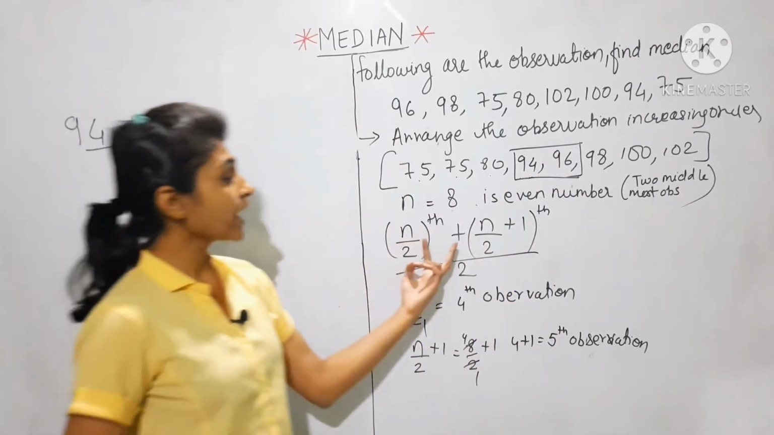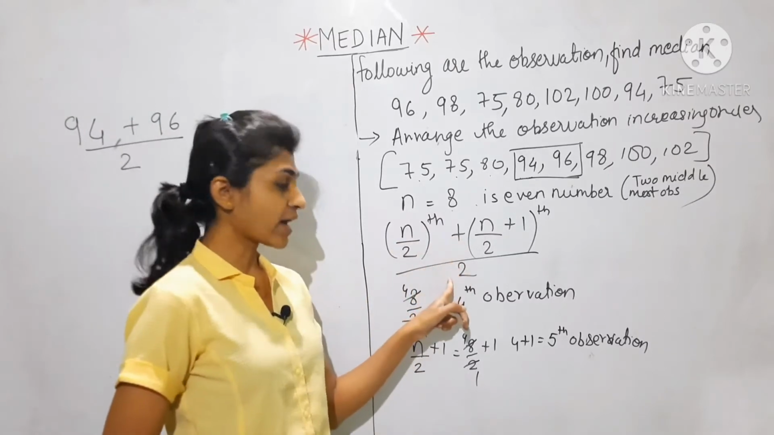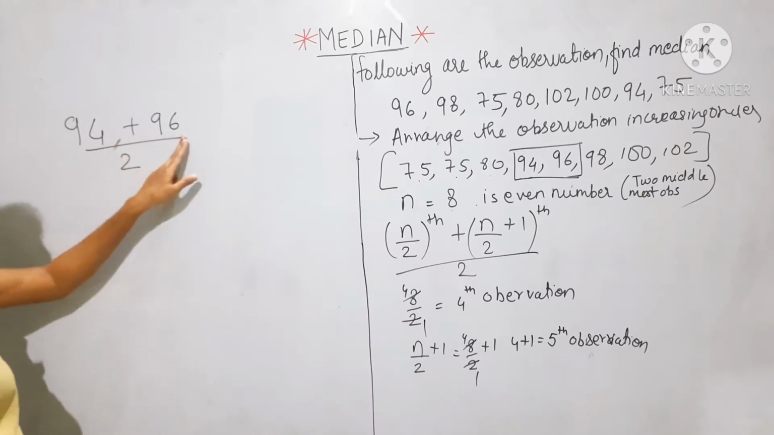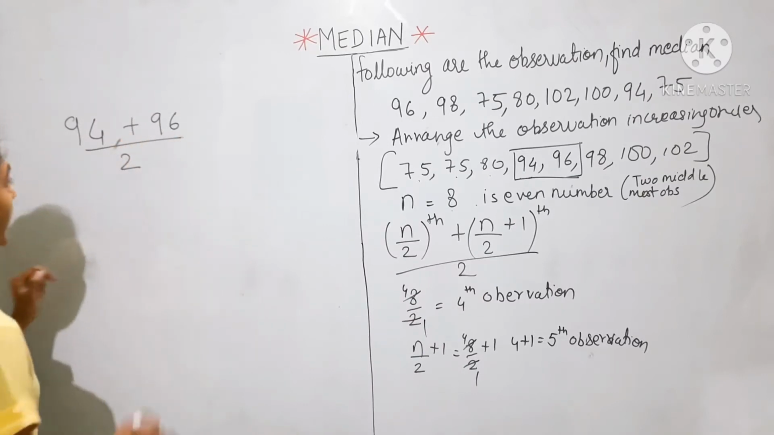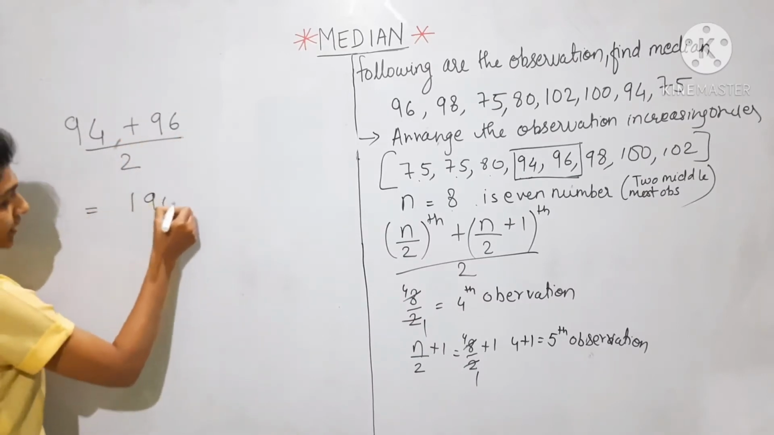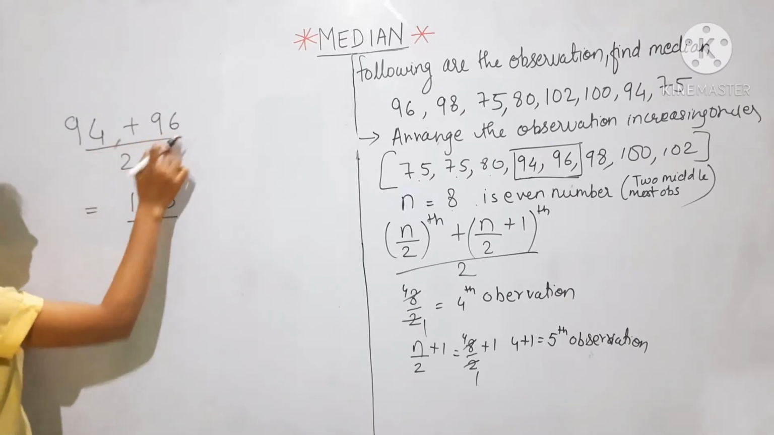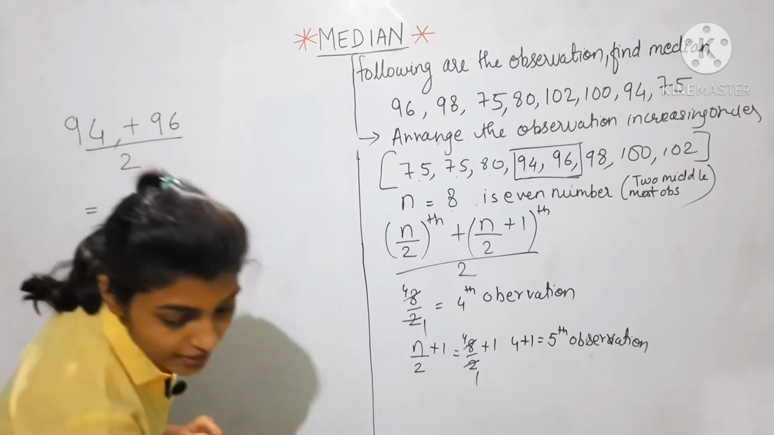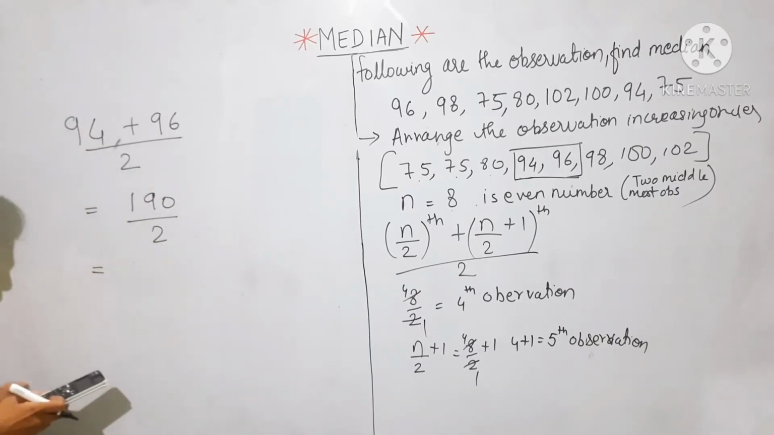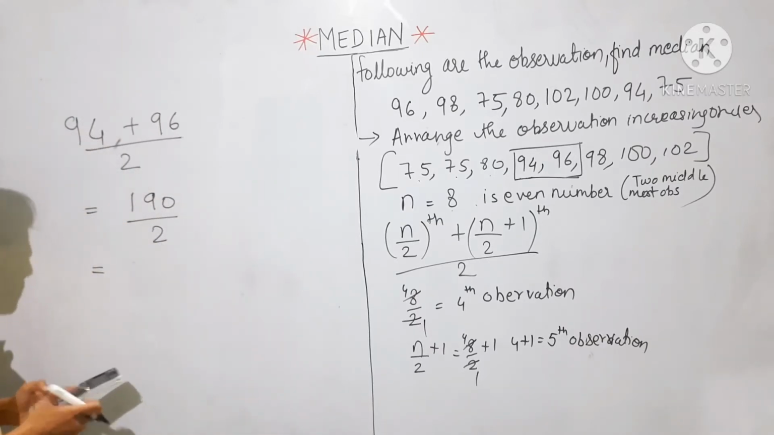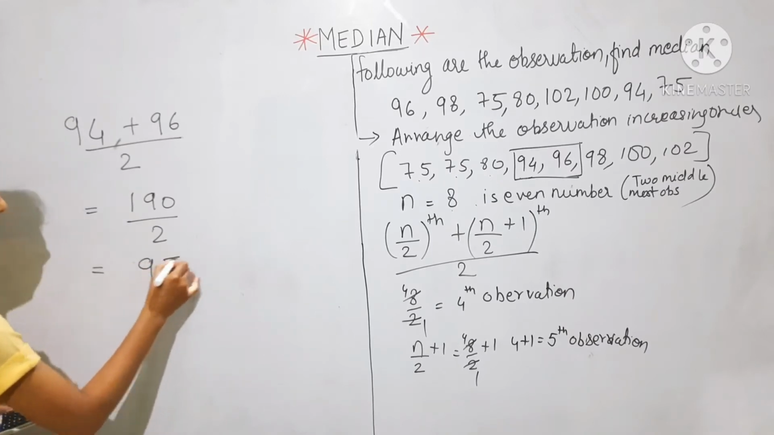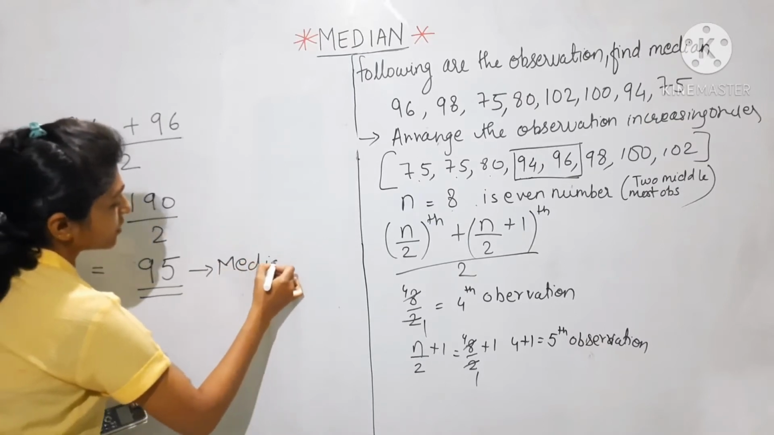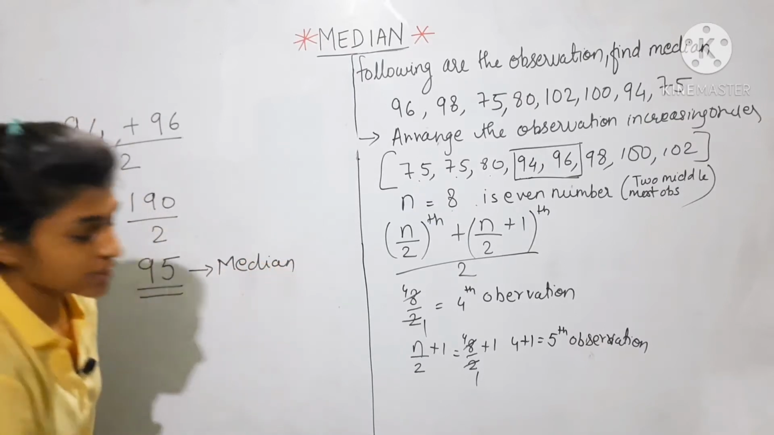Now take the average. That's why we are dividing by 2. So (94 + 96) / 2: 94 plus 96 gives 190, divided by 2. If I divide 190 by 2, I get the answer 95. So 95 is the median.